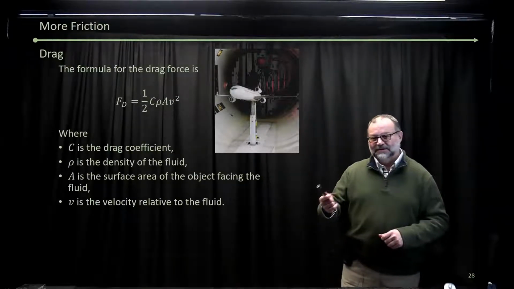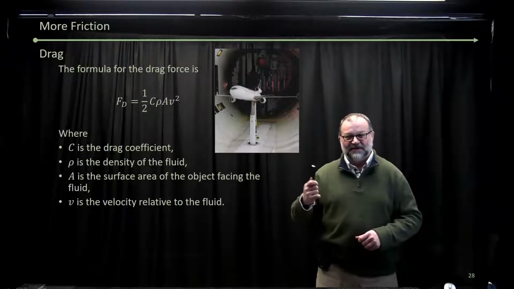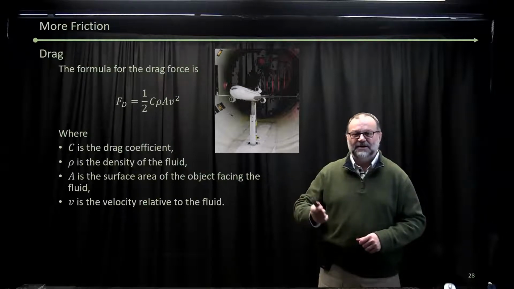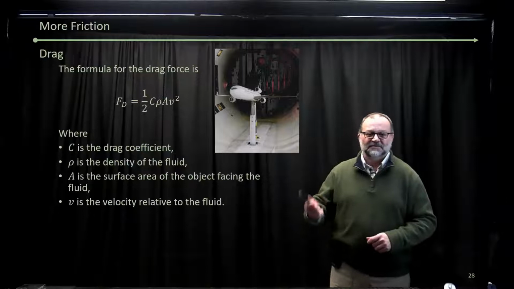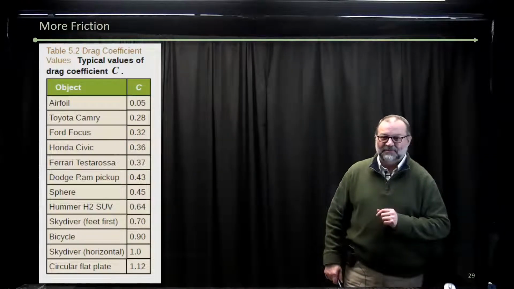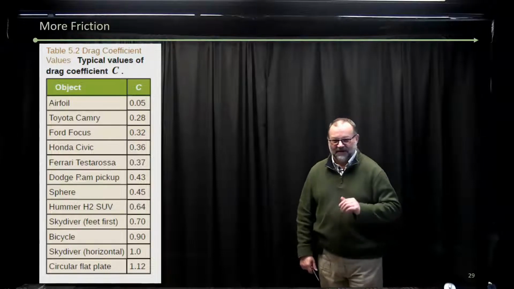So C is the coefficient of drag. That is where we do our design. Rho is the density of the air or the density of the water. A is the surface area involved. V is the velocity. Just to get an idea of what some common drag coefficients are for an airfoil, i.e.